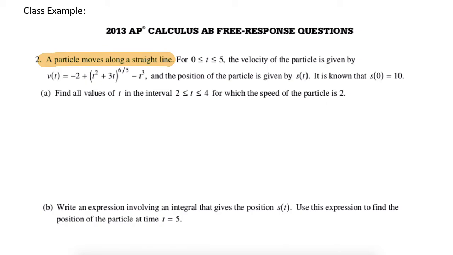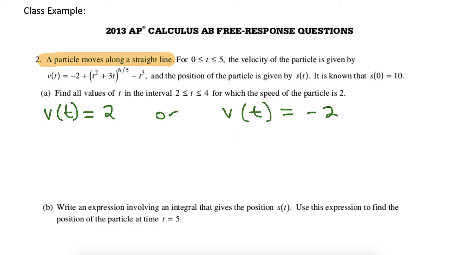We're going to set it up and talk about what it would look like conceptually. So find all the values of t over which the speed of the particle is 2. So what we would really want to do on this is know when v of t is equal to 2, or when v of t is equal to negative 2. That's really what we would want to do.